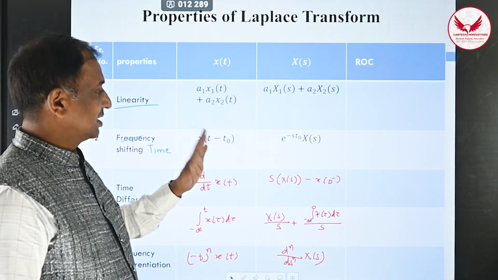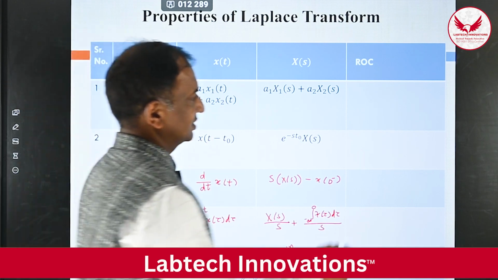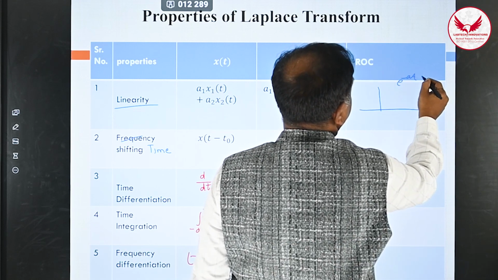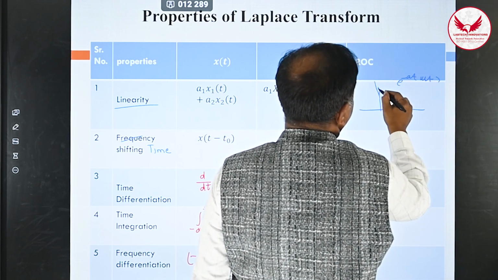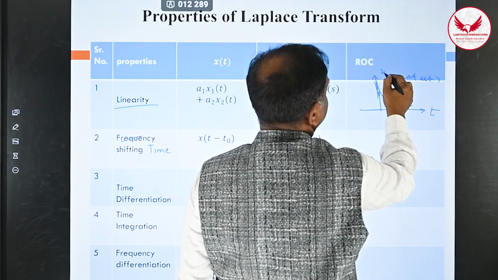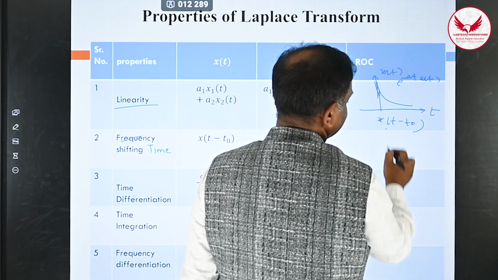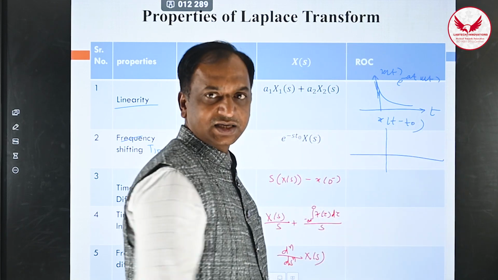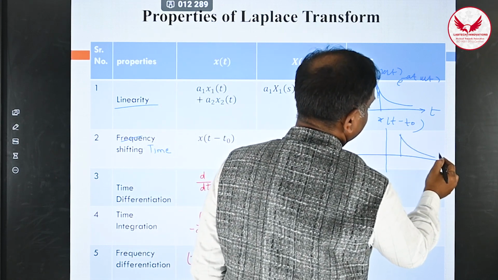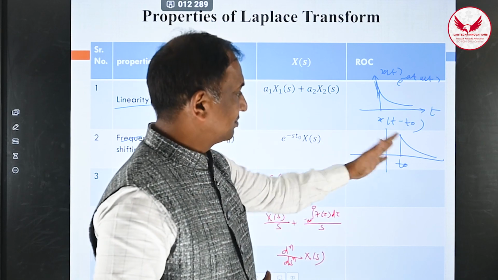If the signal is shifted in the time domain, that is x of t minus t0, if we have for example e raised to minus at u of t, so this is an exponential signal in the time domain, and if this is x of t minus t0, it means the signal is either shifted to the right hand side or shifted to the left hand side. If it is shifted by t0 units of time, the signal will remain the same. It is only shifted in the time domain.